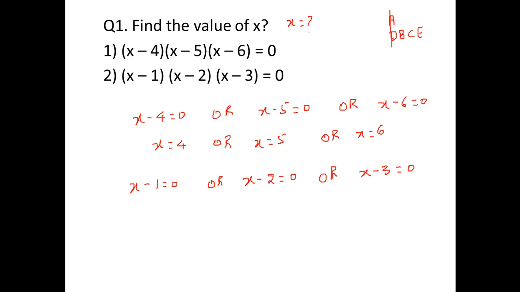So we get either x is 1, or x is 2, or x is 3. So again I can say that I'm getting more than one solution from the statement. So this statement is also not sufficient. So if statement 2 is not sufficient, we eliminate option B. Next step is combine the statements.